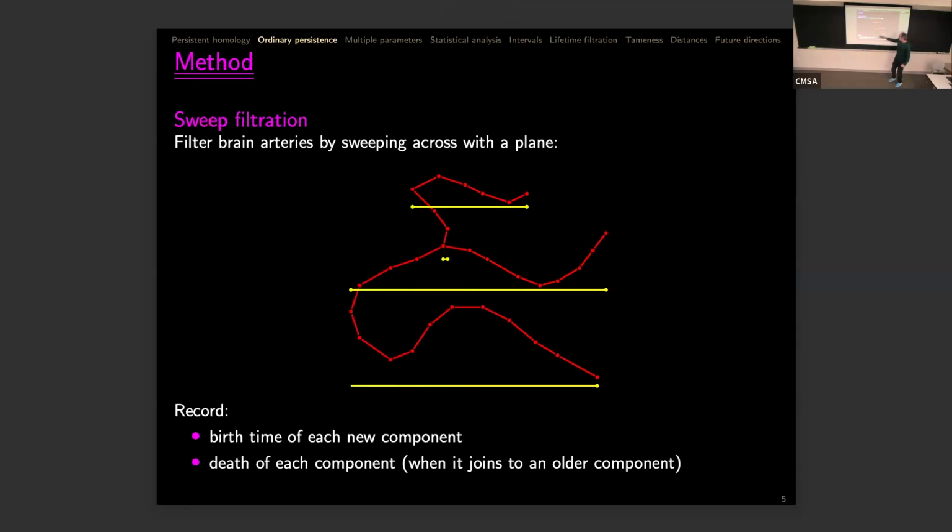Now at the end, what happens? Now we have the entire set of arteries, and when I keep sweeping the plane to the left, the entire set of arteries is going to persist forever. So I have to record that there's an infinite bar, and there it is on the bottom. Now if you want to look at birth and death of loops, it's the same thing.